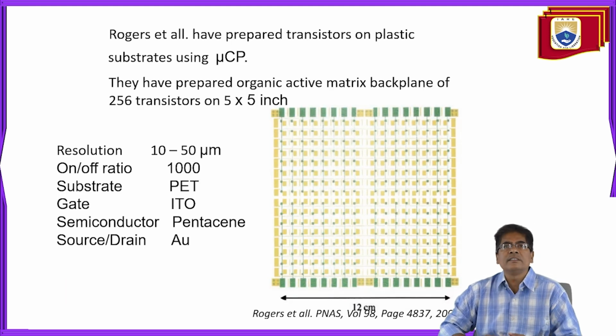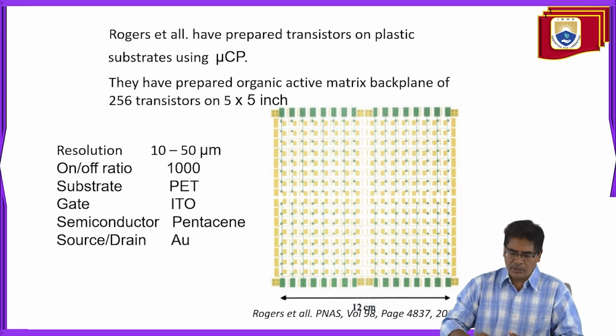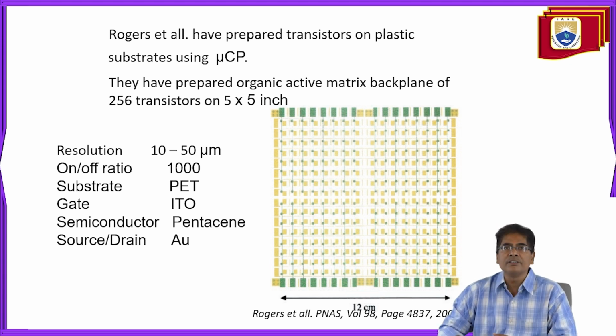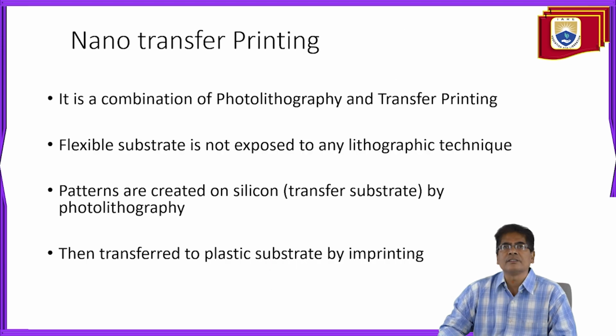Okay. So Rogers et al. have prepared transistors on plastic substrate using microcontact printing. They prepared an organic active matrix backplane of 256 transistors on 5x5 inch, whose resolution is 10 to 50 micrometers. The on-off ratio is 1000, the substrate is PET, the gate is ITO, the semiconductor is pentacene, and the source and drain are Au. And this is what we can see here. This is 12 centimeter, right? So the organic active matrix backplane of 256 transistors on 5x5 inch silicon wafers or any other substrate.